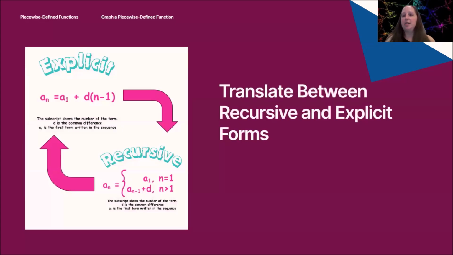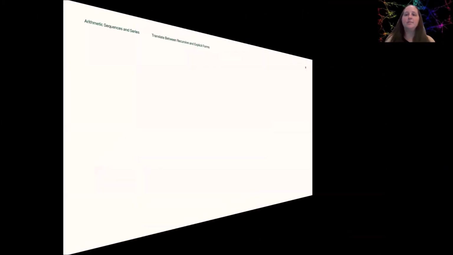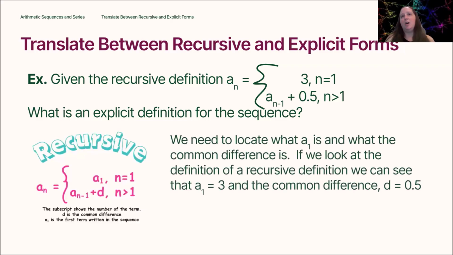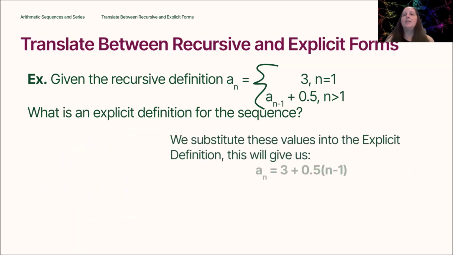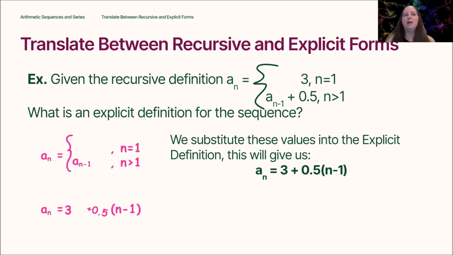I can translate between recursive and explicit forms. So given the recursive definition of 3 when n equals 1 and a sub n minus 1 plus 0.5 when n is greater than 1, what is the explicit definition for the sequence? Okay, so we need to locate a sub 1, or our first term, and we need to find what the common difference is. In this case, a sub 1 is 3, our first term is 3, and our common difference is 0.5. We then substitute those values into the explicit definition. This will give us 3 plus 0.5 times n minus 1.